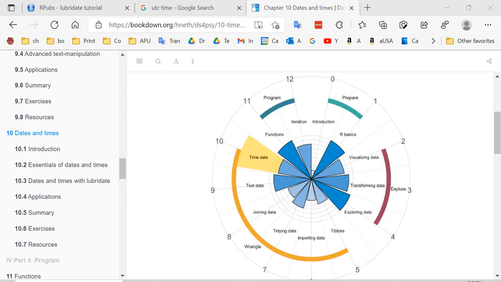dates and times. So this is a kind of interesting diagram. On the outside here is what we generally do in data science. So we prepare our data, we explore it, we wrangle it, and then we do some programming with it. And then inside here, I guess, are some steps that we employ when we're preparing, when we're exploring, we visualize, transform, explore it further. We work with tibbles, importing data, tidying data, joining data, which means combining data frames and things like that, working with text and time data, functions. And so anyway, here's the part that we're concerned with, time data.